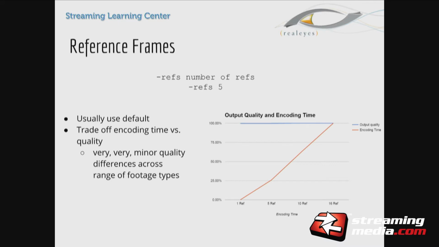Well, what we're seeing in the blue line there is the qualitative difference between 1 reference frame and 16 reference frames. So we're seeing very, very little quality difference between the alternatives. On the other hand, the encoding time in red goes from very, very low to very, very high. So this is another area where if you're capacity constrained or if you're worried about costs in the cloud, you can really cut encoding costs by just using a reference frame of 5, which is what I recommend, or even going down to 1. So reference frames don't add a lot of value quality-wise, but they do add a lot of time to your encoding.